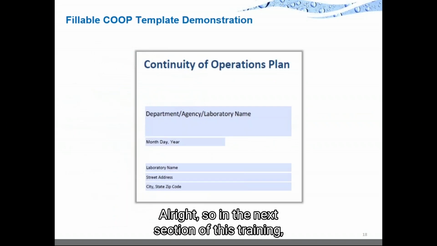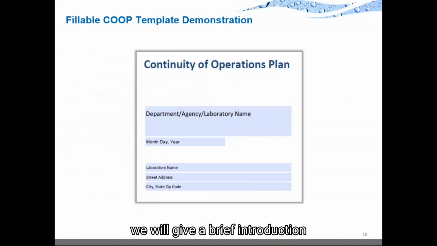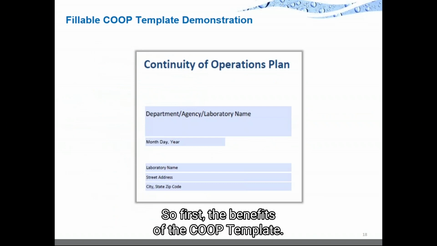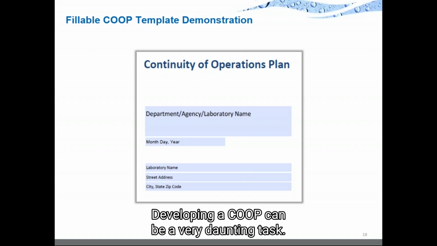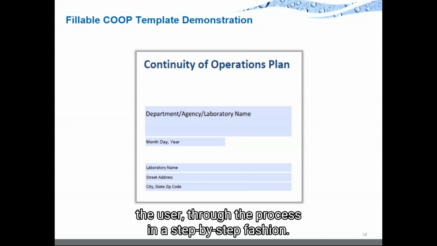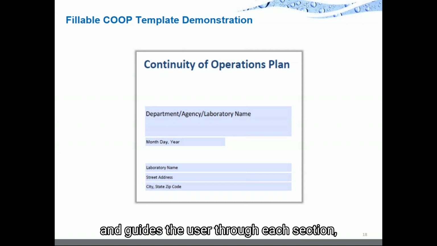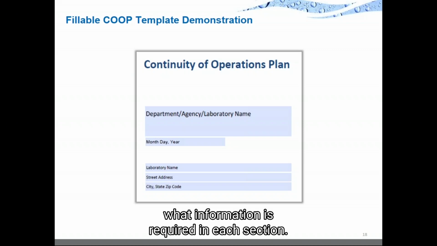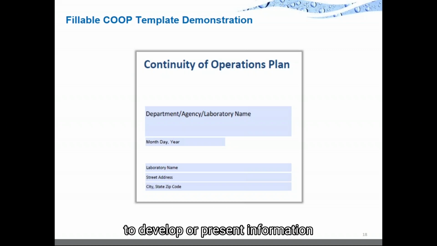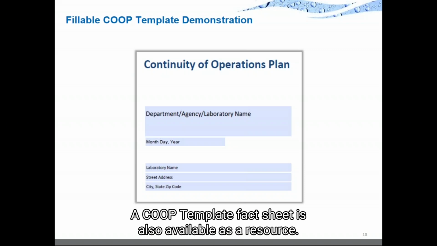All right, so in the next section of this training, we will give a brief introduction to and demonstration of EPA's COOP template. So first, the benefits of the COOP template. Developing a COOP can be a very daunting task. The COOP template makes it much easier by walking you, the user, through the process in a step-by-step fashion. The template provides an established format and guides the user through each section, including prompts indicating what information is required in each section. The accompanying COOP instructions provide detailed information and examples that can be used to develop or present information required in each of the sections. A COOP template fact sheet is also available as a resource.